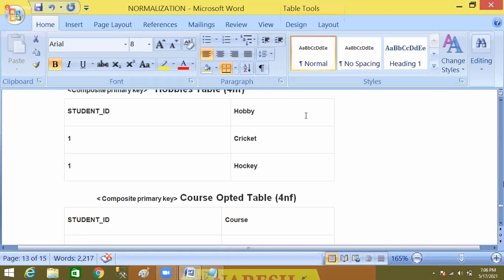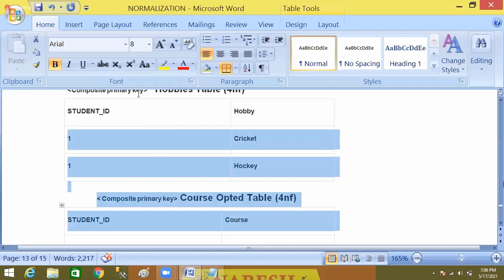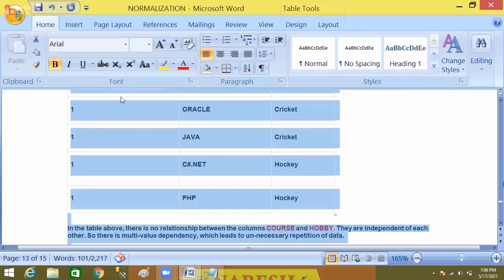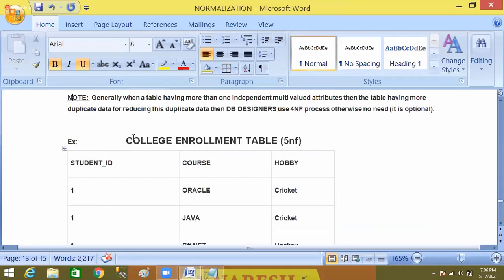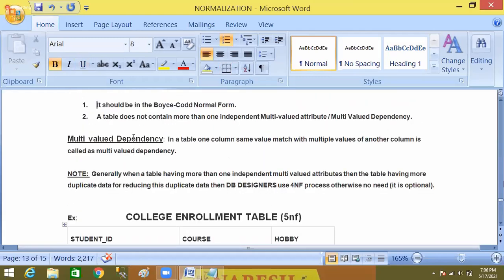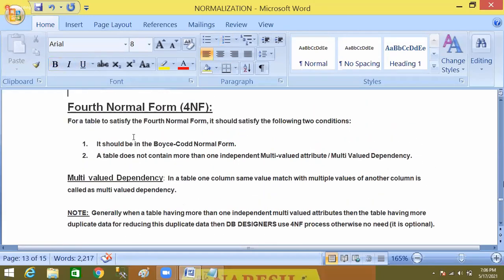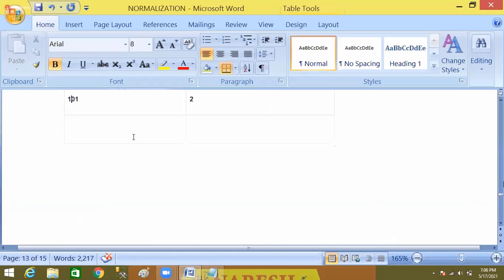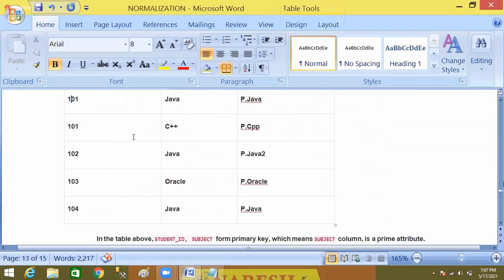These are SQL-related course topics. These are all examples I have given for you: courses table, opted table, hobby table. Every technique has one example, and you have to prepare these examples your own way. As it is, you have to design all these tables in your database. That is called normalization. So for every technique I gave one real-life example: the fourth normal form, one example; the fifth normal form, one example; Boyce-Codd normal form, one example.